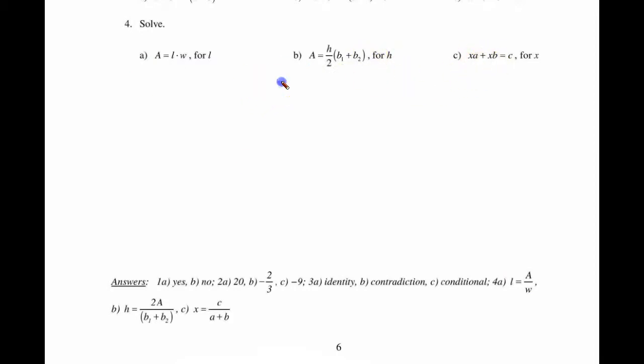Now let me write this one out. XA plus XB equals C, and we want to solve for the X. Now here we have an X that's in 2 terms. And how do we get the X out of 2 terms? And the answer is we factor it out. We're going to factor out this X. And then we get A plus B there.